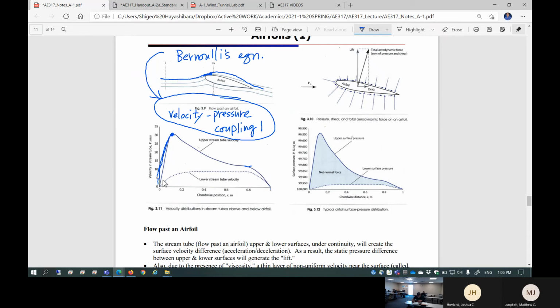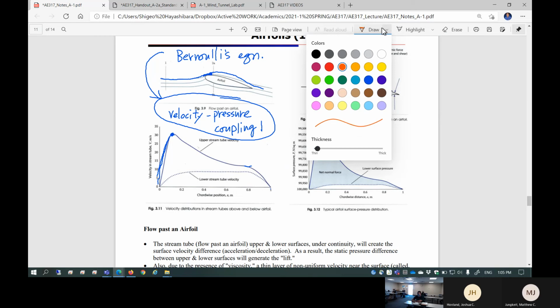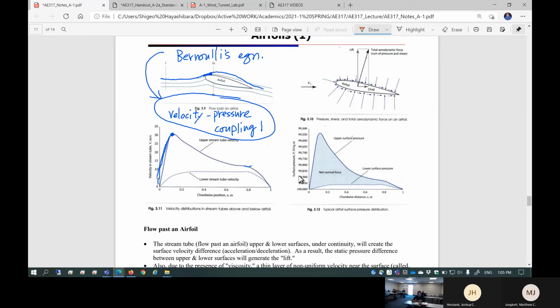Okay? So once you know the velocity distribution over the top surface and bottom surface, you can tell the pressure distribution on the top surface and bottom surface. As a matter of fact, it's the exact same shape. Okay. So having said that, once you determine the velocity distribution over the surface, you can determine the pressure distribution over the surface. I guess you guys did it in Aerodynamics 1, the project called flow over a circular cylinder. Didn't you do that? Yes, you did. That's velocity pressure coupling.